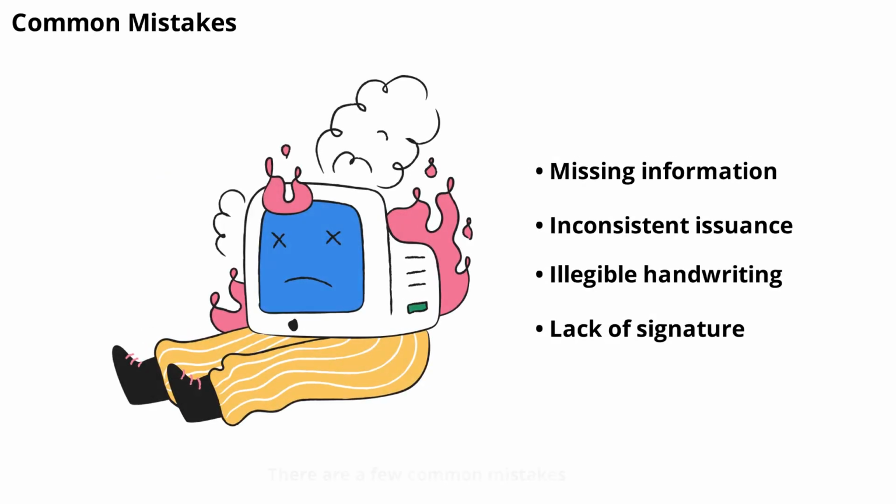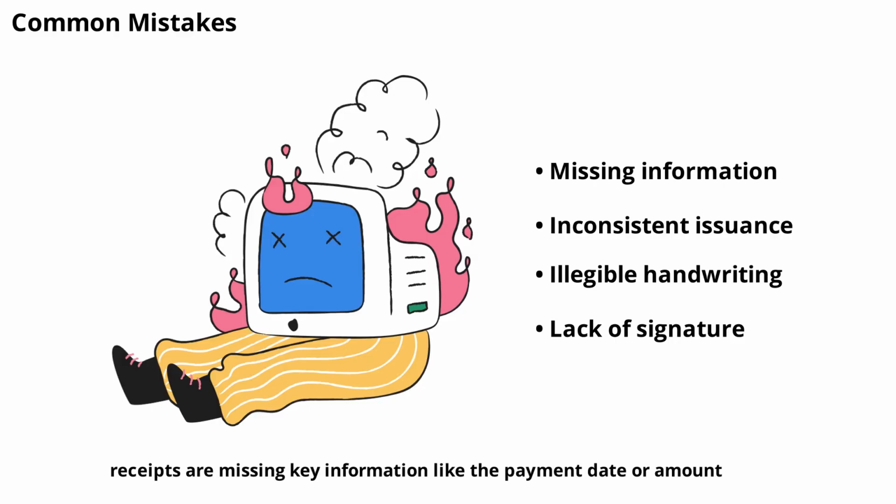There are a few common mistakes to avoid when dealing with rent receipts. Sometimes, receipts are missing key information, like the payment date or amount. Other times, receipts are not issued consistently, leading to gaps in records. It's also important to avoid handwritten receipts that are hard to read or lack a signature. Ensuring receipts are complete, clear, and consistent helps prevent problems down the line.